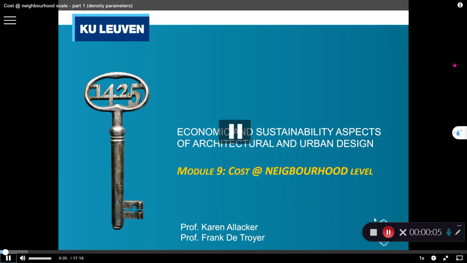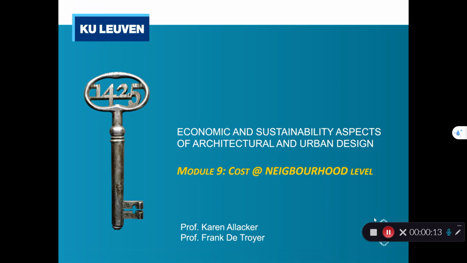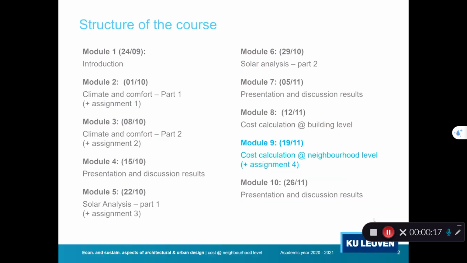This recording is the recording of Module 9 regarding the cost at neighborhood level within the course Economic and Sustainability Aspects of Architectural and Urban Design. This module is a follow-up of the previous one on cost calculation at building level, so now we will enlarge the scale to the neighborhood level.